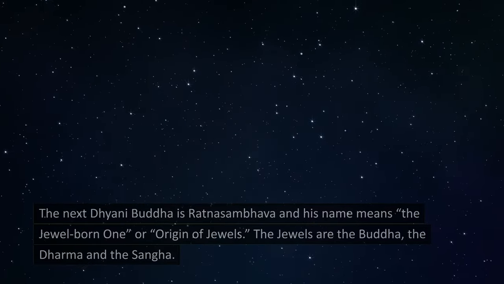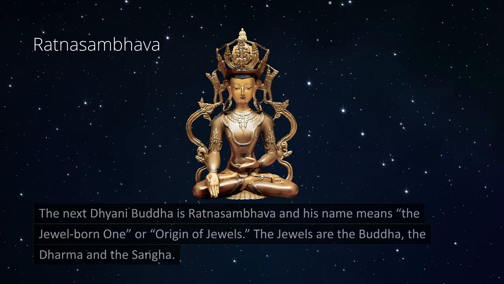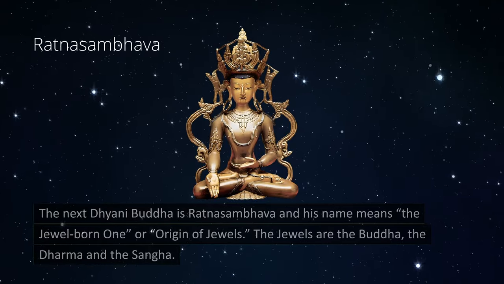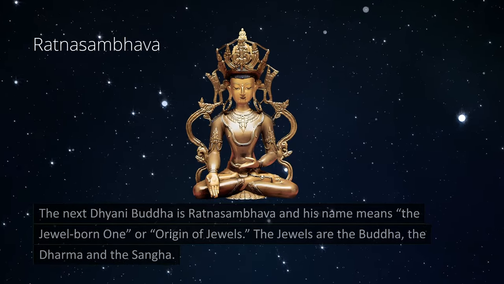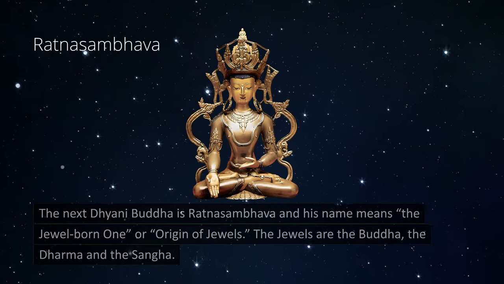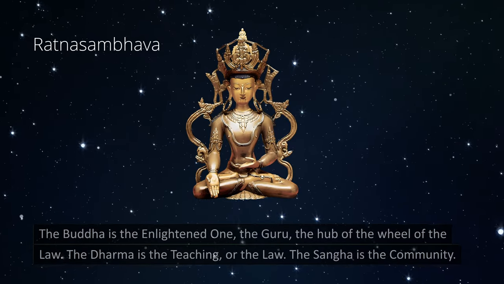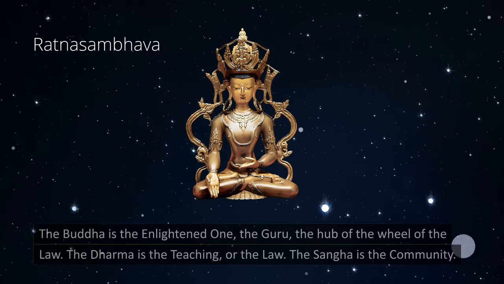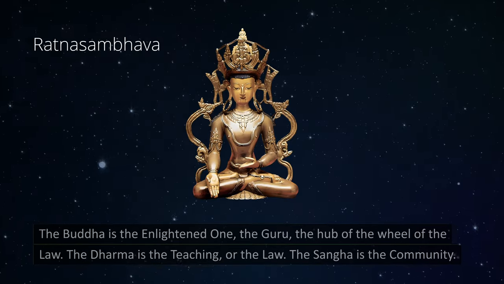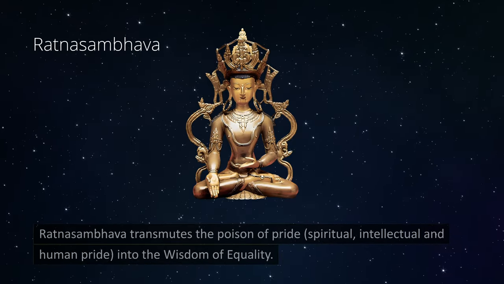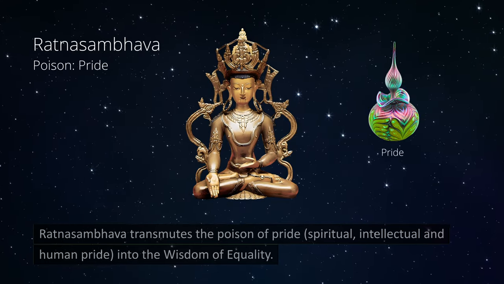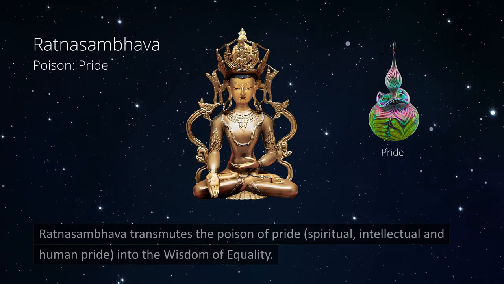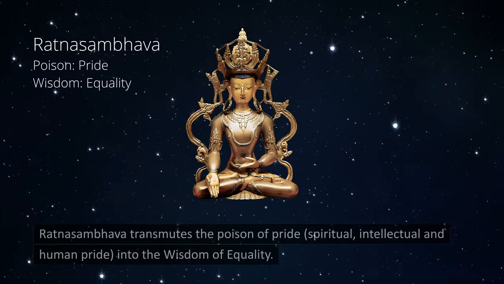The next Dhyani Buddha is Ratnasambhava, and his name means the jewel-born one or origin of jewels. The jewels are the Buddha, the Dharma, and the Sangha. The Buddha is the enlightened one, the Guru, the hub of the wheel of the law. The Dharma is the teaching or the law. The Sangha is the community. Ratnasambhava transmutes the poison of pride, spiritual, intellectual, and human pride, into the wisdom of equality.